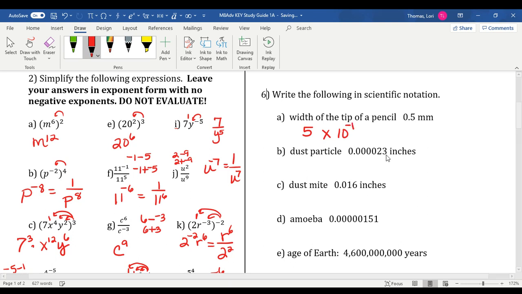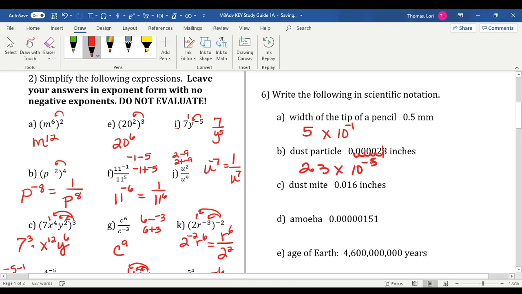The next one we're going to move until we get between the 2 and the 3. So our coefficient is going to be 2.3 times 10, and we're going to move it once, 2, 3, 4, and 5, and it's -5 because we have a small number. That should be a 5.